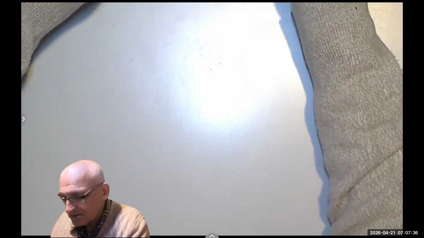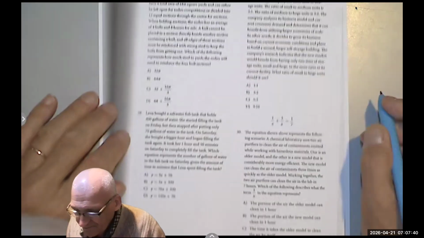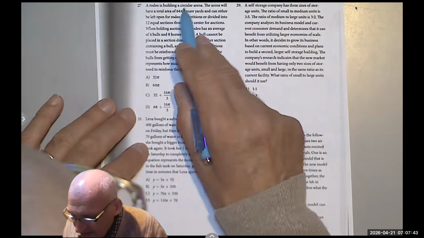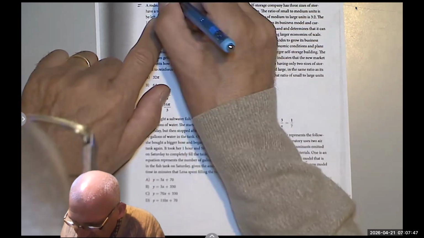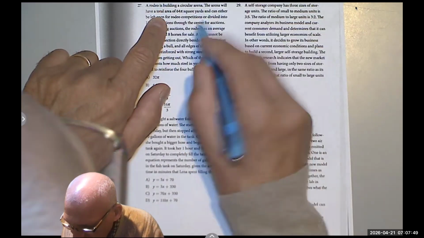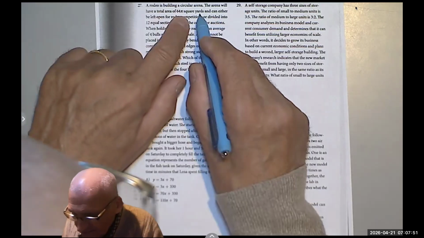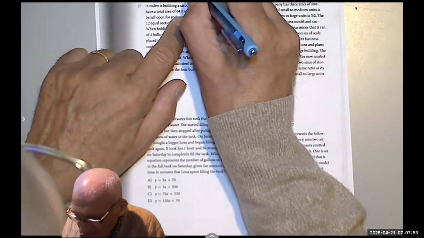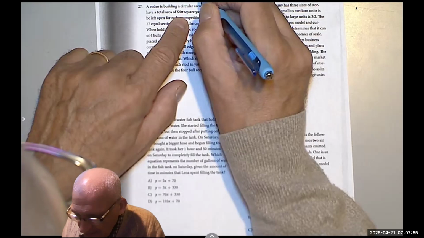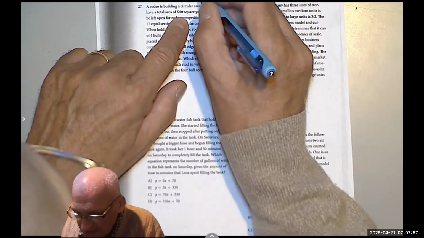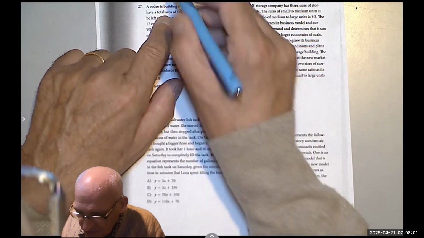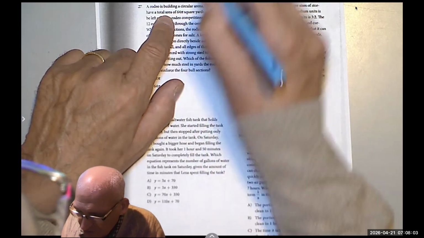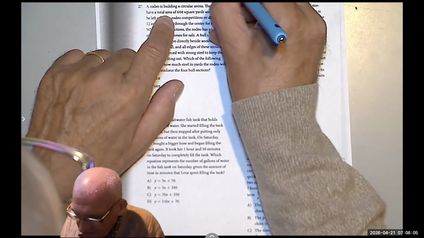Now let's go to the next one, 27. A rodeo is building a circular arena. The arena will have a total of 64 pi square yards. This is pi r squared. It's an area, right? Total area. So if I divide by pi and take the square root, r is 8 yards.